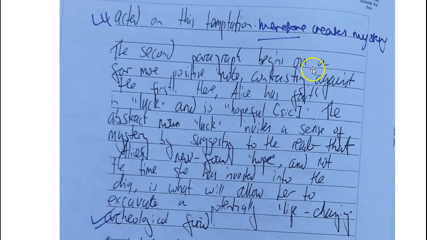The second paragraph begins on a far more positive note, contrasting, there's that word again, contrast and juxtaposition, against the first. Here, Alice has faith in luck and is hopeful. The abstract noun luck invites a sense of mystery by suggesting to the reader that Alice's newfound hope, and not the time she has invested into the dig, is what will allow her to excavate a potentially life-changing archaeological find.